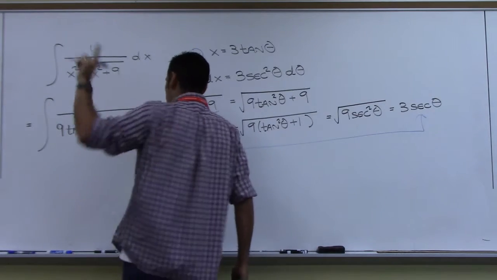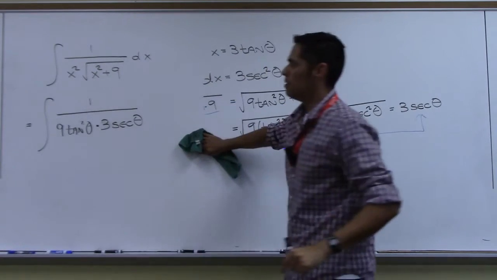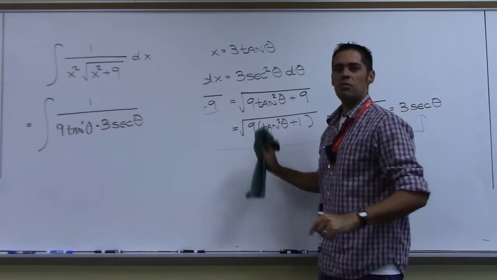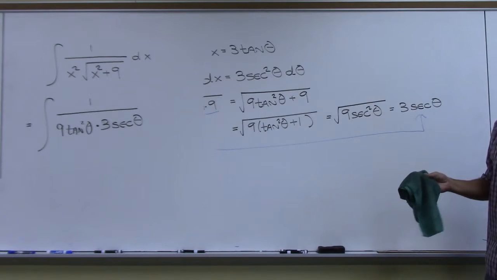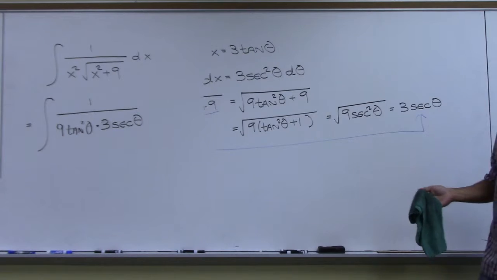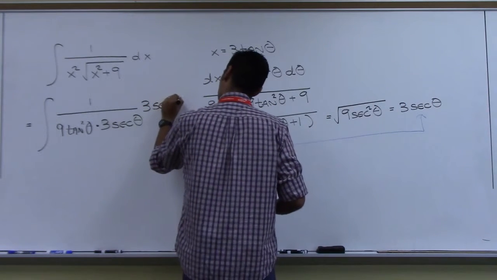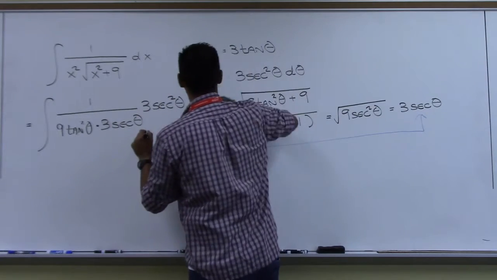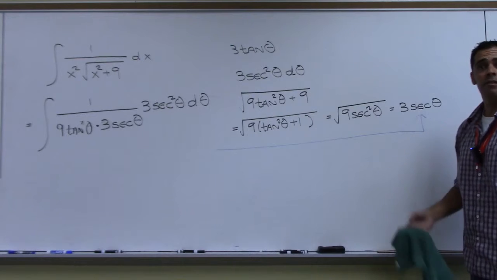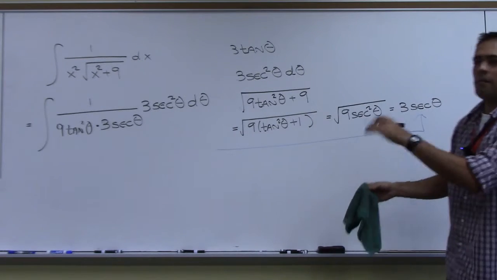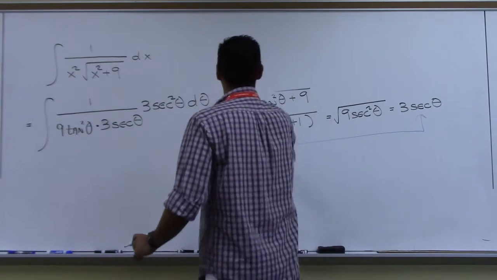Next table, going back. You answered last time, didn't you? Replacing the dx, you have to replace the dx with 3 secant squared theta. Are we done, Karen? As far as plugging in, yes, we're done. Okay, all right, so you want to cancel?